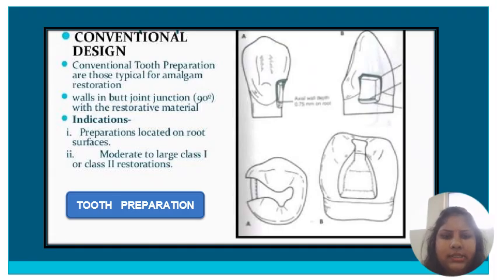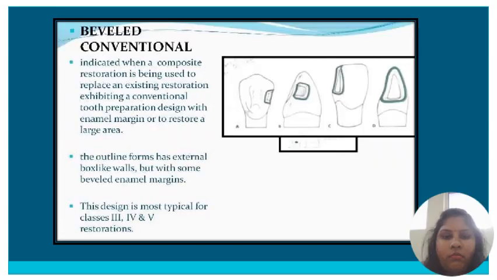So the conventional design, the conventional tooth preparations are those typical for amalgam restoration. So walls in butt joint junction are 90° with restorative material. Indications are preparations located on the root surfaces, moderate to large class 1 or class 2 restoration. So bevel conventional is indicated when a composite restoration is being used to replace an existing restoration, exhibiting a conventional tooth preparation design with enamel margin or to restore a large area.